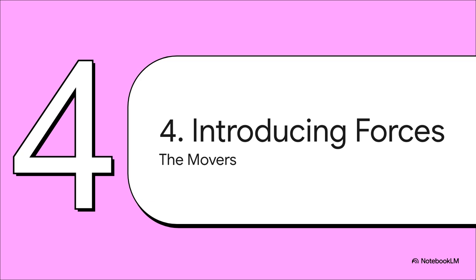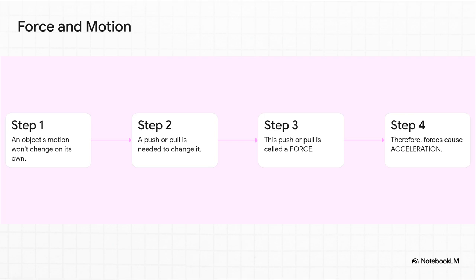But this leads to the next, maybe the biggest question. Why? Why does motion change at all? And the answer, thanks to Isaac Newton, is beautifully simple. Basically, objects are kind of lazy. They want to keep doing whatever they're already doing. To change that, to cause an acceleration, you have to give it a push or a pull. And that push or pull, that's what we call a force. Forces are the reason for any change in motion.